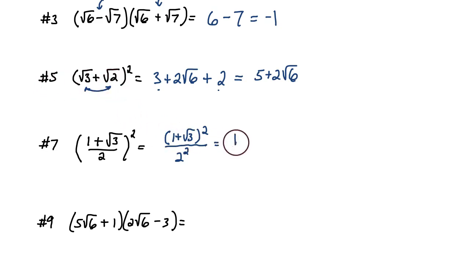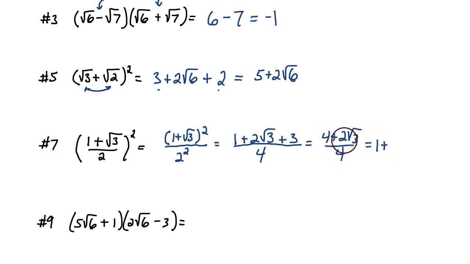Square the 1, that makes 1. Then double the product of those two terms. That makes 2 square root of 3. Then square the square root of 3, which makes 3. In the bottom, 2 squared is 4. Now let's combine 1 plus 3 makes 4. And finally, we can divide both terms of the numerator by 4. 4 divided by 4 makes 1, and 2 divided by 4 reduces to 1/2 square root of 3.